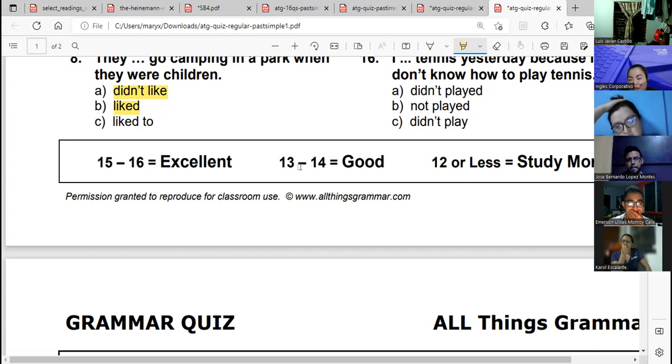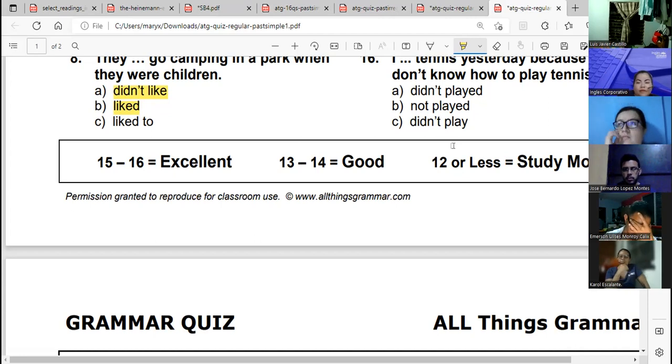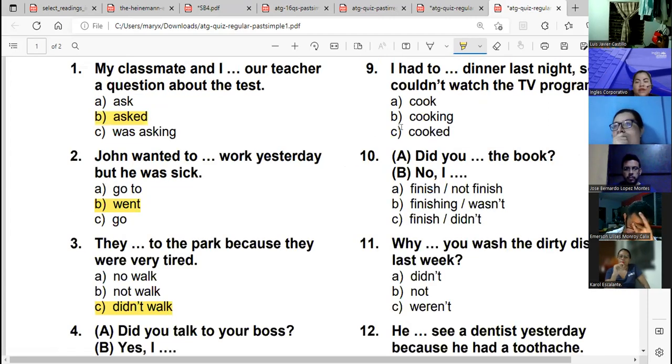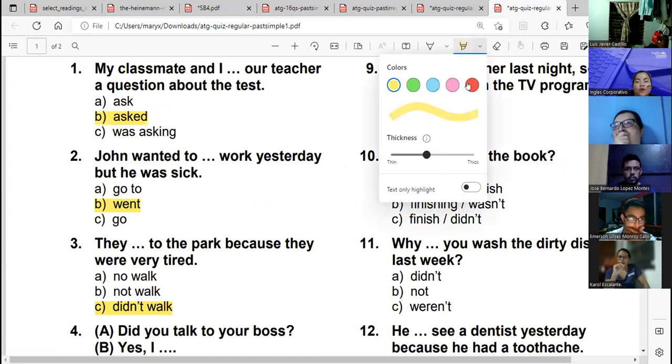Ah, donde está de oyente, puso ahí. Ok, veamos. Ah, sí está. Ok. Let's go, Sara. We're gonna go here.